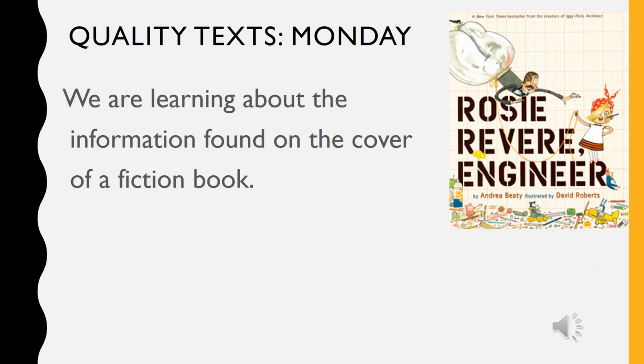Today is Monday and it is our first day having a look at the story Rosie Revere, Engineer. Today we are learning about the information found on the cover of a fiction book, just like we did with Rodney Loses It. So today we're going to have a look at what information we can find by looking at the front cover. Do you remember some information we found when we looked at the front cover of Rodney Loses It? Do you remember how we found that information? We're going to have another go today.